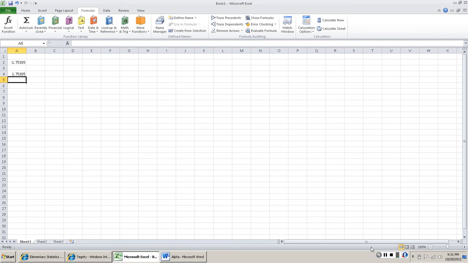But that's all there is to it. All you need to know on the one-tailed is go to that T inverse and make sure you realize you're getting the left side. And if you want the right side, you'll have to correct for that or just realize it's the positive version.